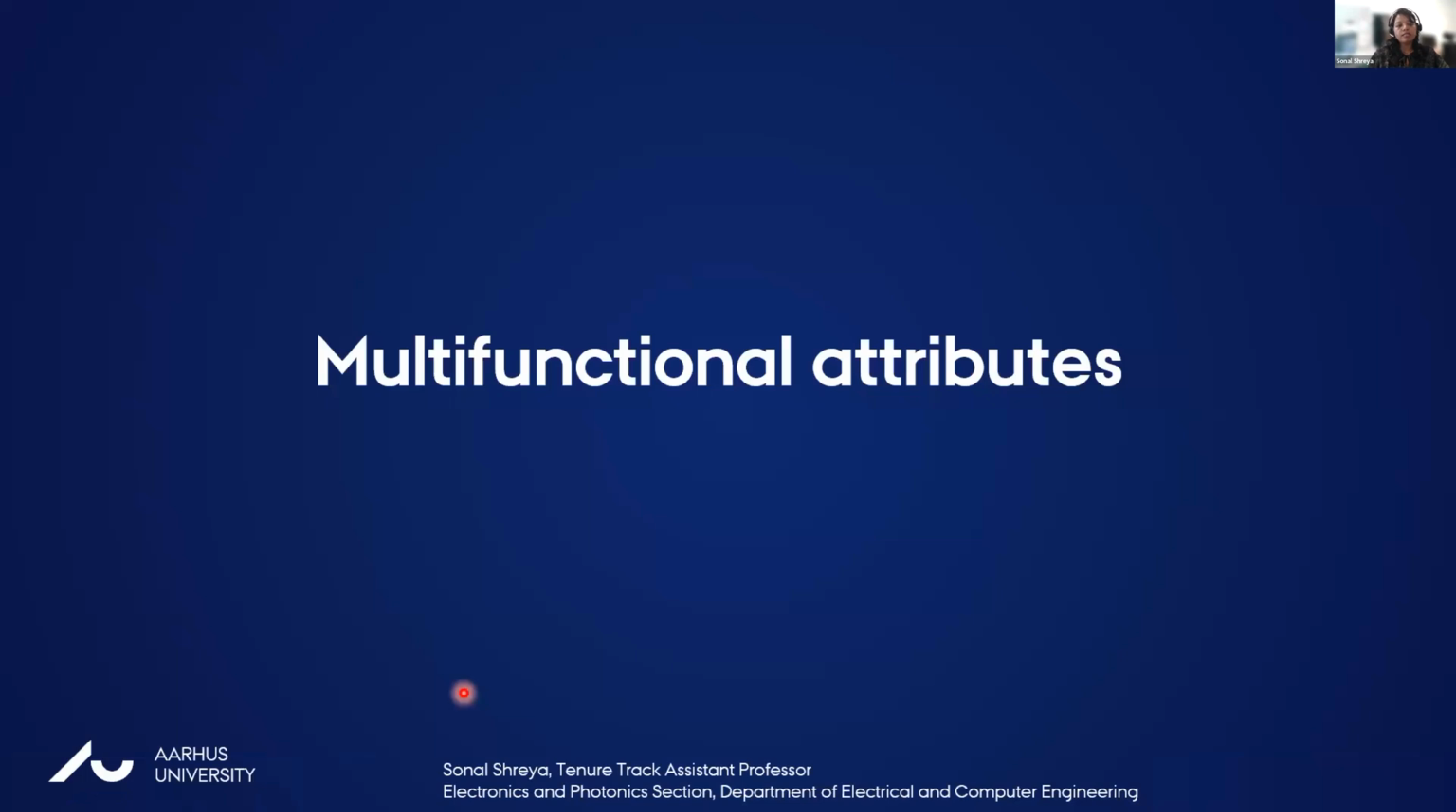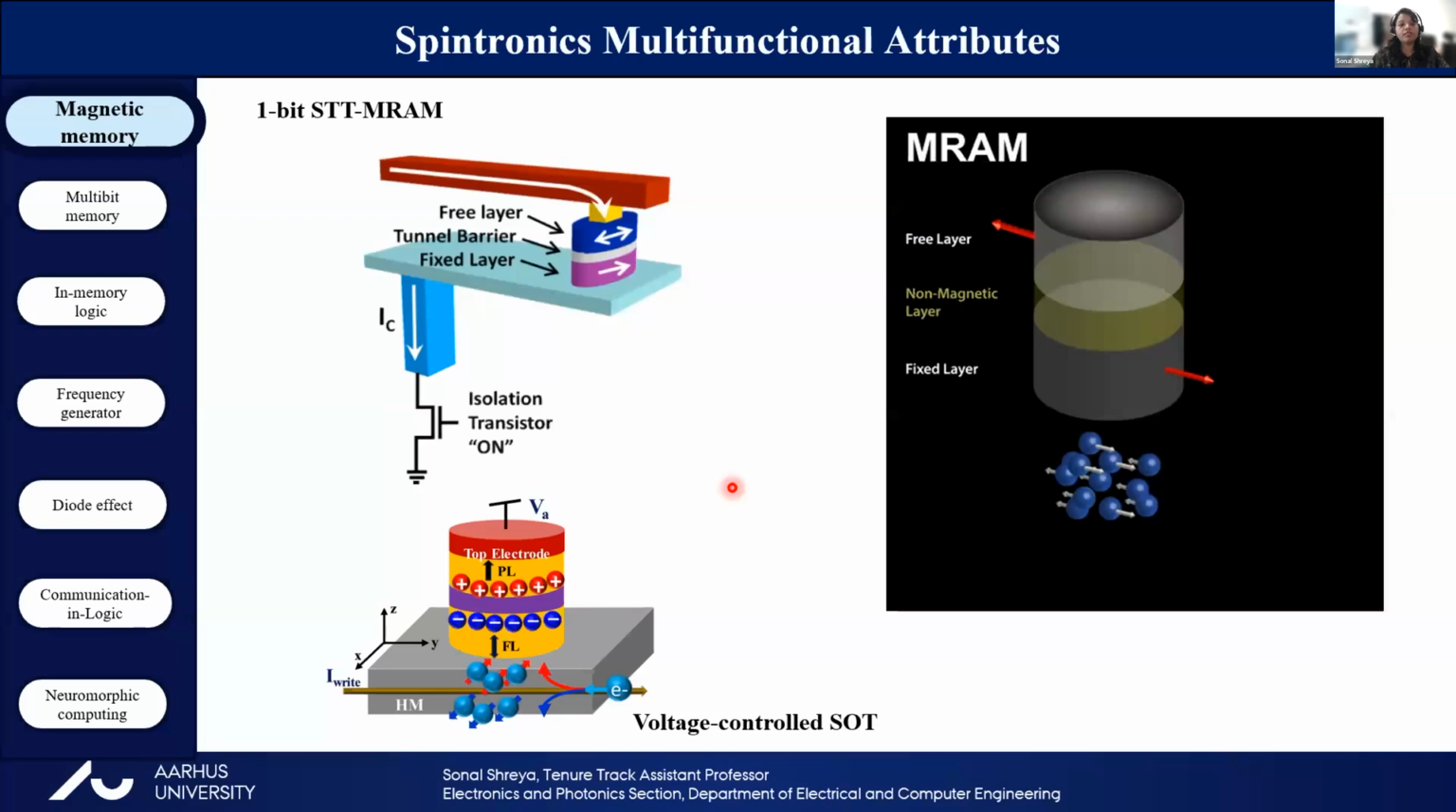Now I will be discussing the multifunctional attributes of these spintronic devices. Although there are several more attributes, I will be mainly discussing in brief each of the multifunctional approaches that I have worked closely with. First and foremost, and of course this is where it all started, is the storing of information, that is magnetic memory, MRAM, magnetic random access memory. It can be either two terminal, which is commonly known as STT, or three terminal, as SOT.